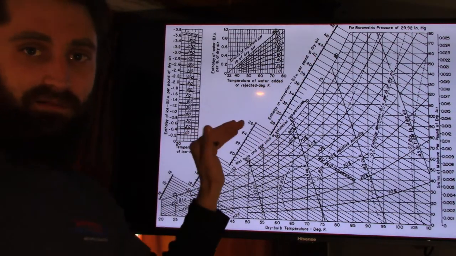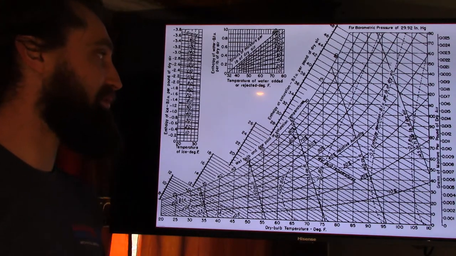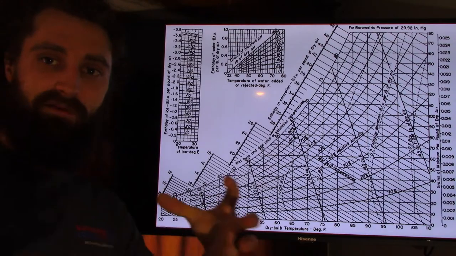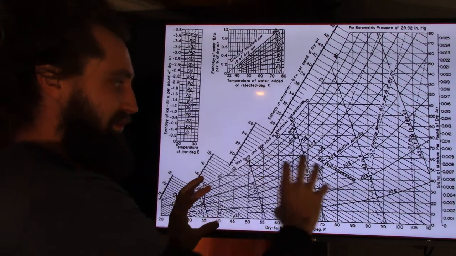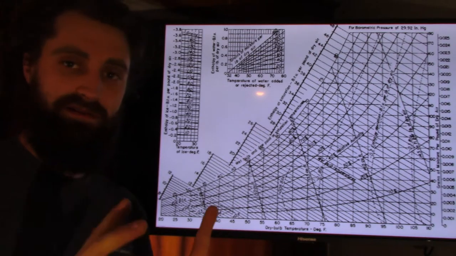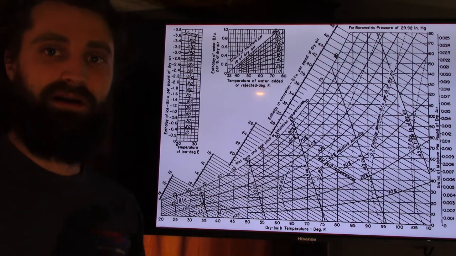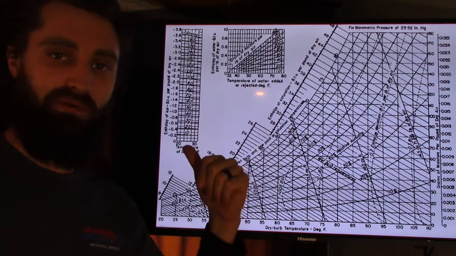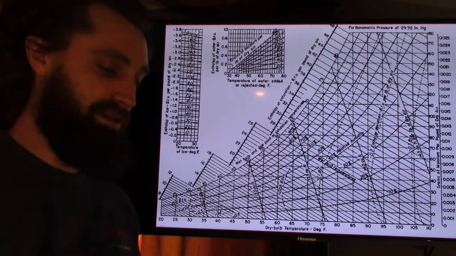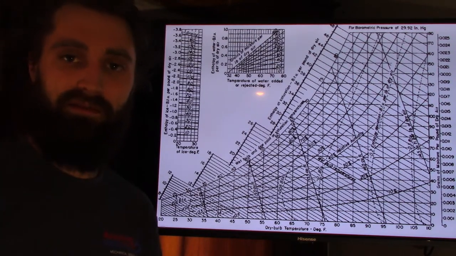These are enthalpy numbers. That enthalpy number is a culmination of all this information inside the chart. Instead of looking at two different points on a chart, it associates those two different points with one number. And it makes calculation a lot easier whenever you're out in the field.